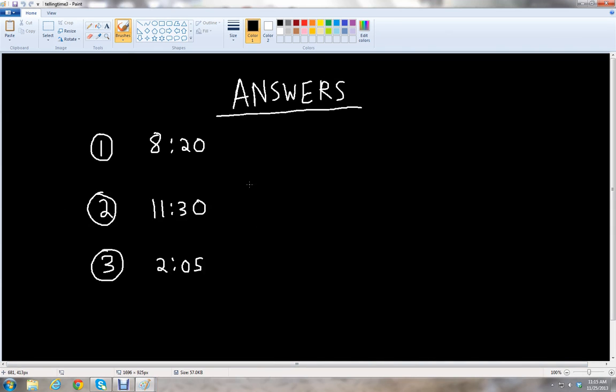And then let's check our answers. We had 8:20 for the first clock, 11:30 for the second clock, and 2:05 for the third clock. Those were the answers. So if you got those answers right, you have a good understanding of how to tell time, and you know how to look at a clock and know the hour and the number of minutes past that hour. So great job on telling time.